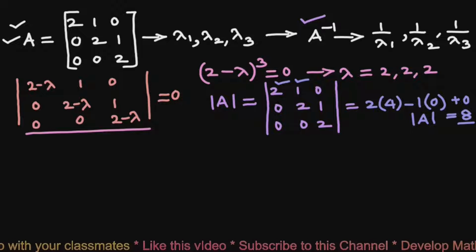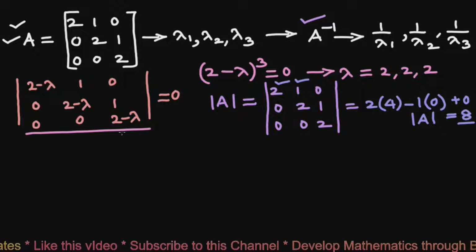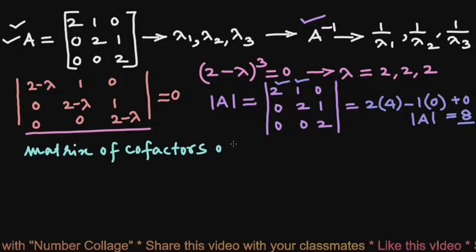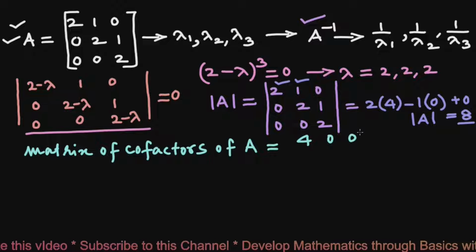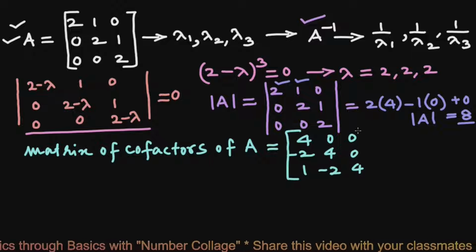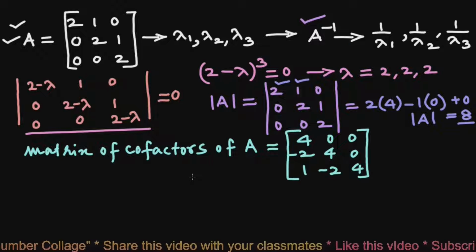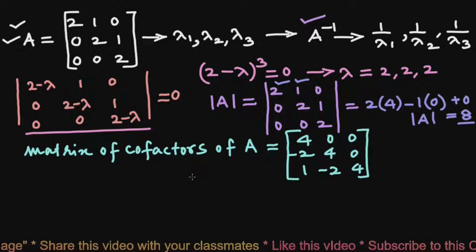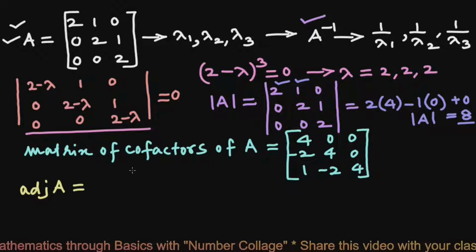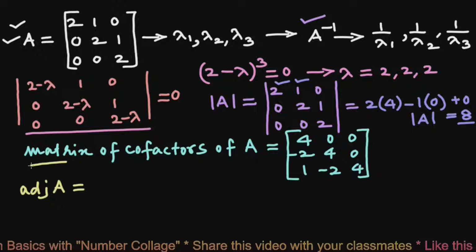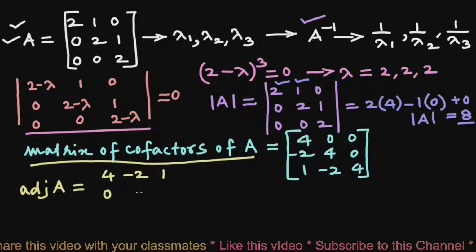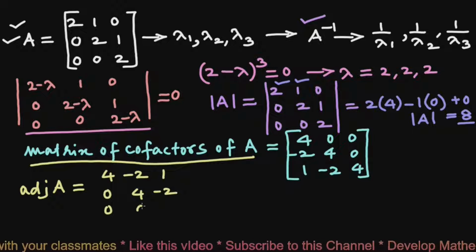Next, we have to find out the cofactor matrix of matrix A, and that matrix of cofactors of A will be 4 0 0, minus 2 4 0, 1 minus 2 4. If you don't know how to find cofactor of a matrix, then you can refer to my videos on matrices. The adjoint matrix, adjoint A, will be the transpose of the matrix of cofactors of A. So that will be 4 minus 2 1, 0 4 minus 2, 0 0 4.